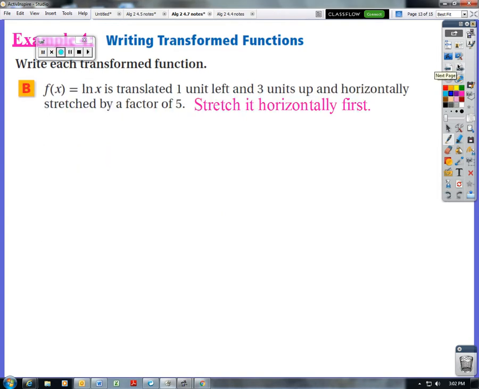So this time, we're doing natural log. Oh, and I added a little note there, stretch it horizontally first. So f of x equals natural log of x is our parent. I left a little space there. So g of x will be the transformed equation. We're going to go 1 unit left, so that's left and right. That means it's going to go with the x and in the opposite direction. So if it's going left, it's actually going to be adding 1 to the x only, so you need parentheses.